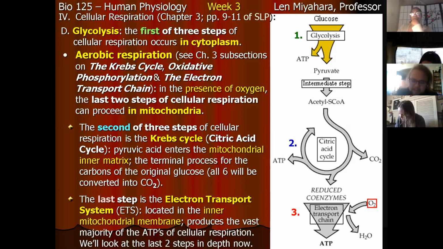We'll talk about that. This entire cycle, the electron transport is the one that makes, what, 32 out of the 36 total? Yes, that's where the big payoff is. But we'll get there. Any other questions?